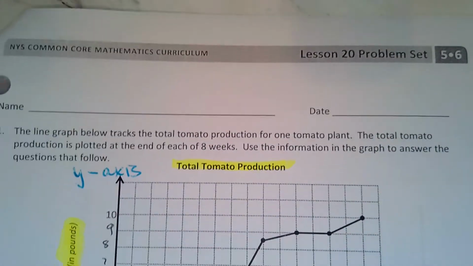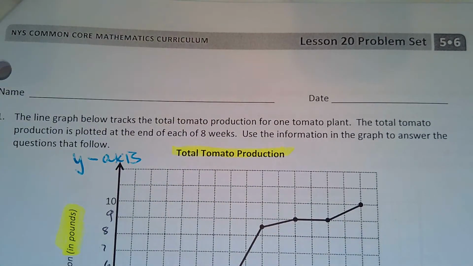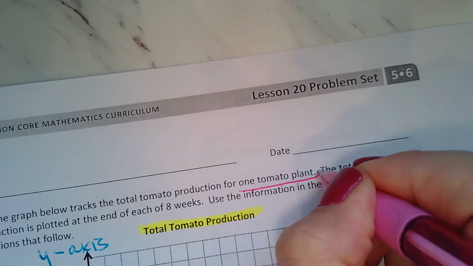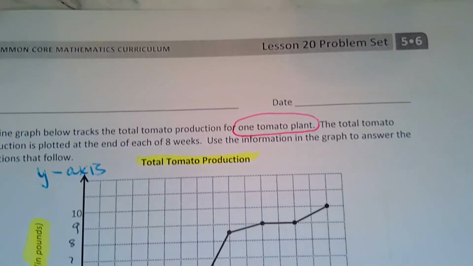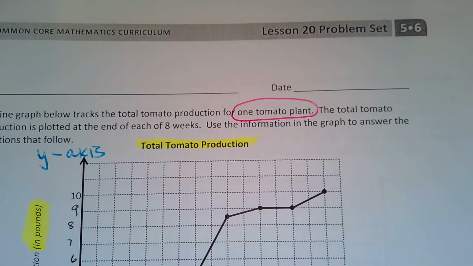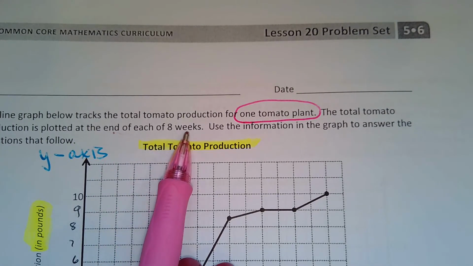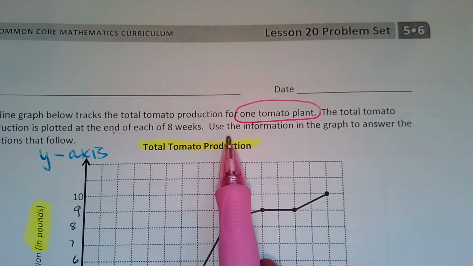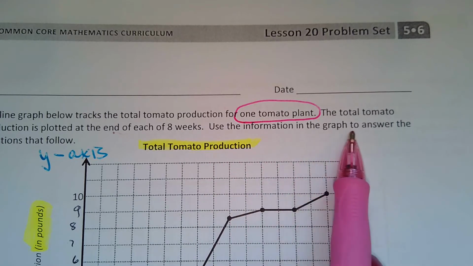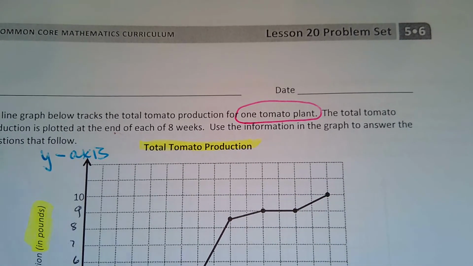All right, let's read the problem. The line graph below tracks the total tomato production for one tomato plant. So this is just one tomato plant. The total tomato production is plotted at the end of each of 8 weeks. Use the information in the graph to answer the questions that follow.